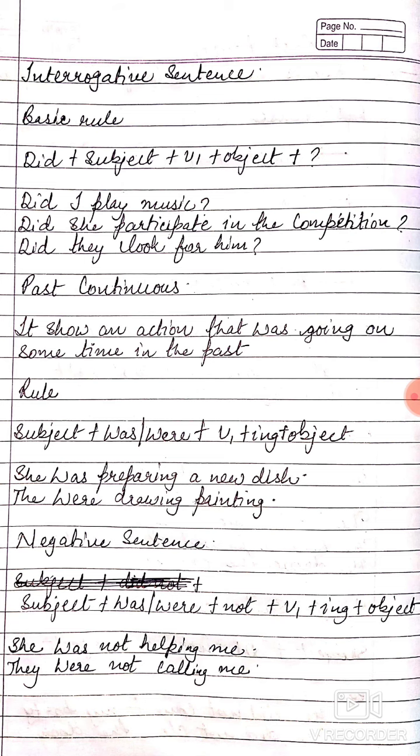So what is the basic rule you need to follow while forming a sentence in past continuous tense? Subject plus was/were plus first form of verb plus ing plus object. So listen carefully. Was is used with he, she and it, and with a singular name, and were is used with the plural: you, we, they. Okay, now look at the sentences we have. We have a few examples here. She was preparing a new dish.